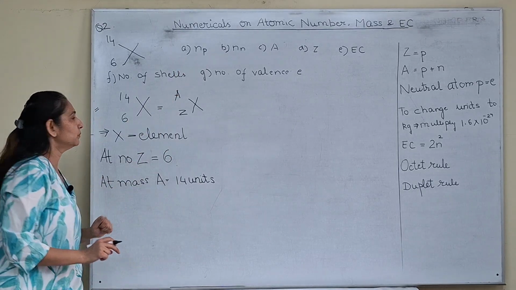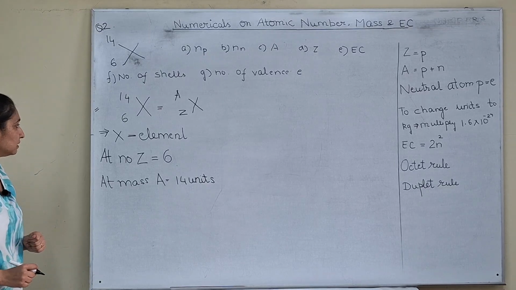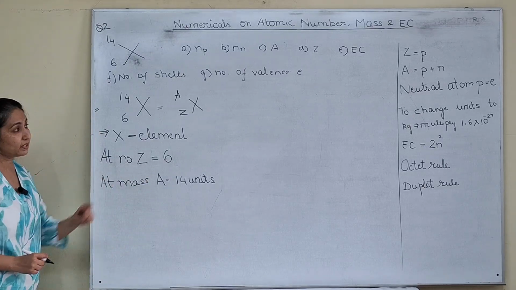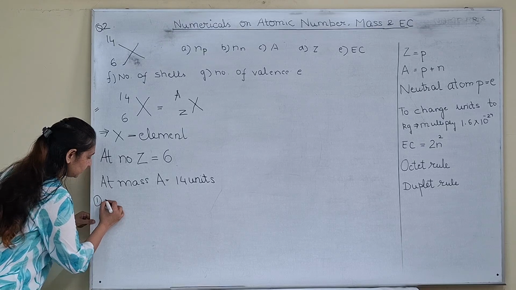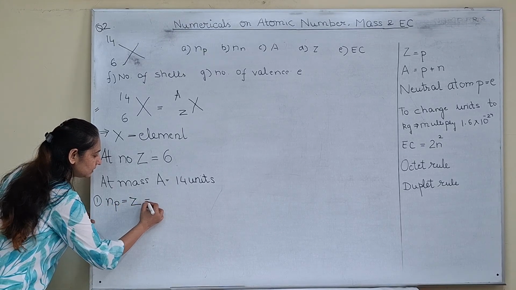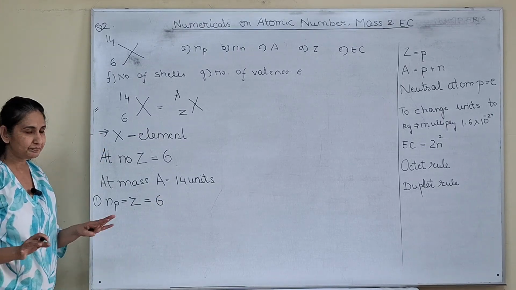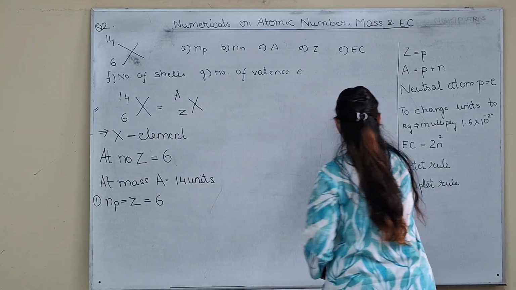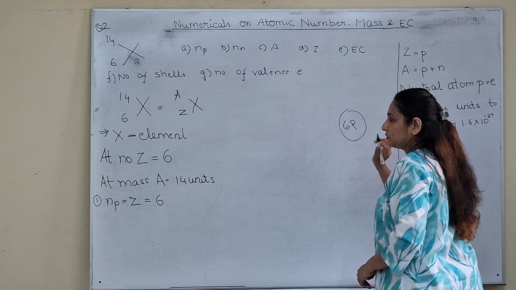First we have to find the number of protons. How do we find the number of protons? The number of protons is the same as the atomic number. See the first formula. So you have 6 protons. Let's start drawing it also: the nucleus has 6 protons.